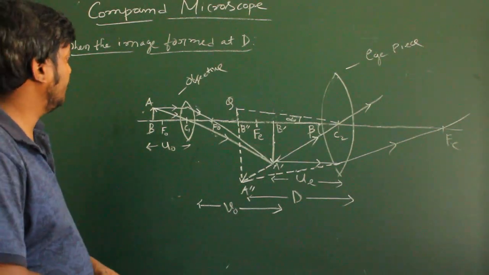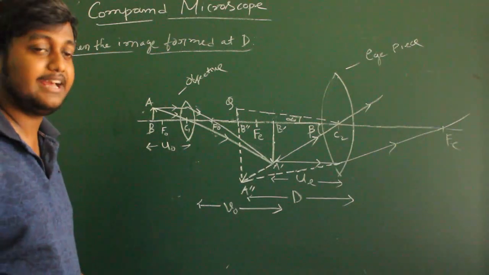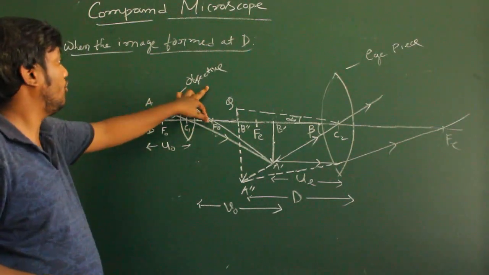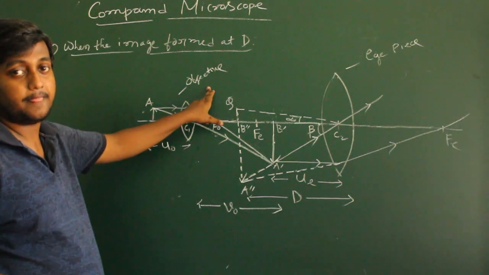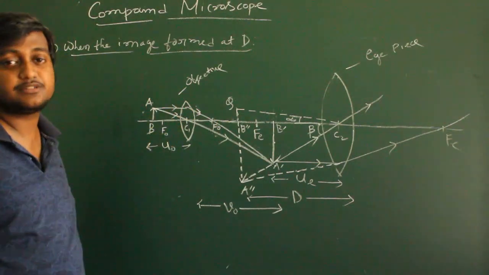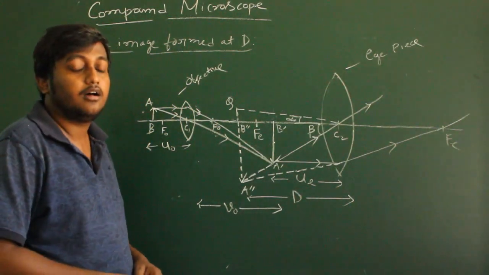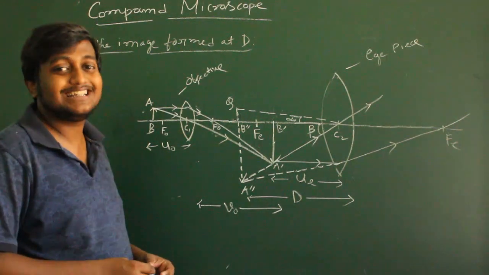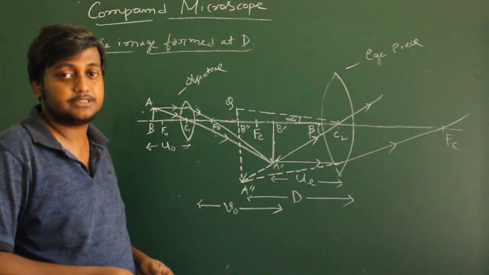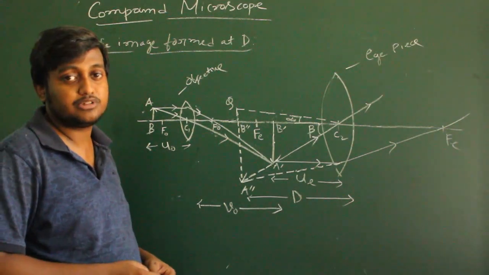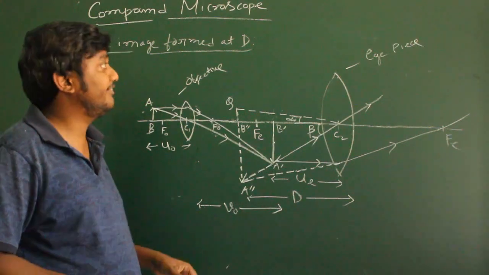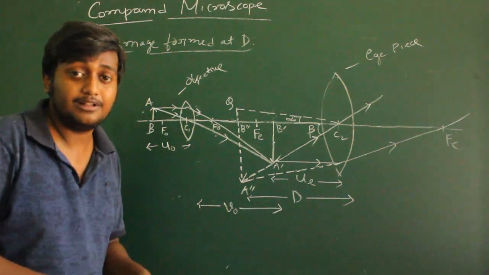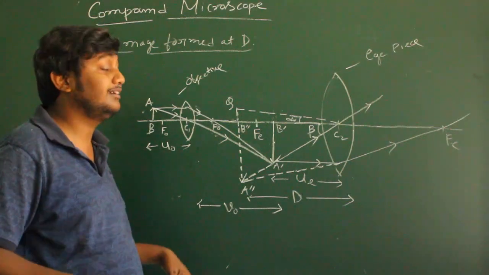The lens placed near the object is called the objective or object lens. The objective lens has a small aperture and a small focal length. The lens from which we can see the image is called the eyepiece. With the help of the eyepiece we can observe the image, and the eyepiece lens has a larger focal length compared to the objective, and it has a larger aperture.